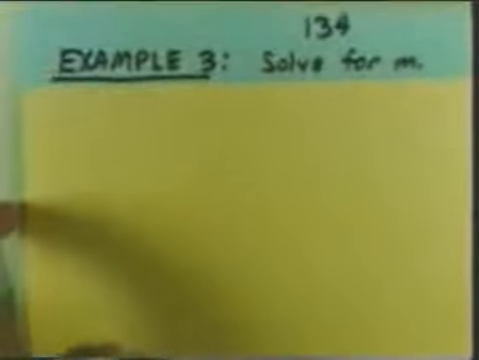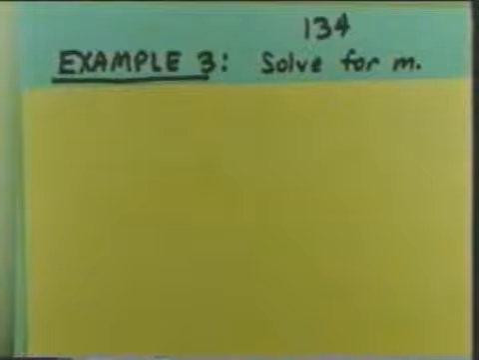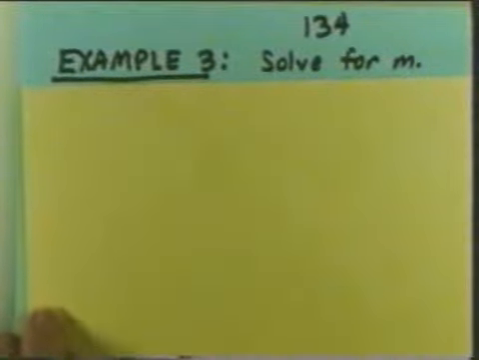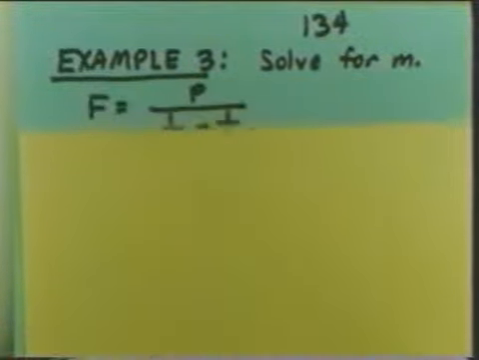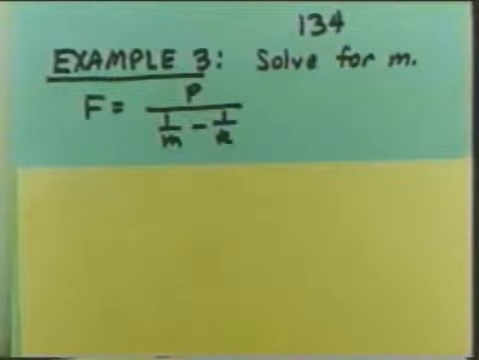Now a third example. In this one, we'll solve for m. The equation is f equals p over 1 over m subtract 1 over k. Notice that the right-hand side of this equation is indeed an algebraic fraction, a rational expression, but it has 3 layers. This is a complex fraction.